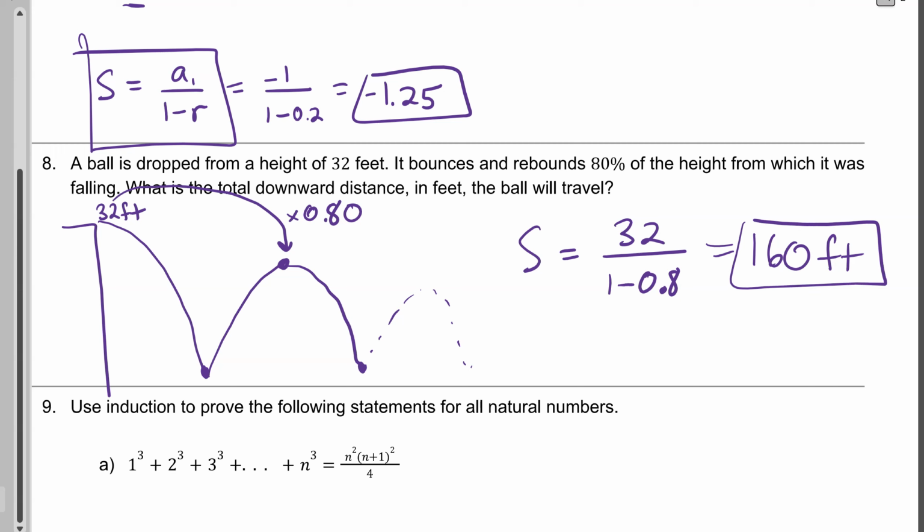Now, bear in mind there's lots of ways that I could change this question, right? If I wanted the upward distance, bear in mind that that 32 feet wouldn't count towards the upward distance. I'd have to start counting here. And if I wanted to find the total upward and downward distance, maybe I'd add 2 series together to try to figure that out.